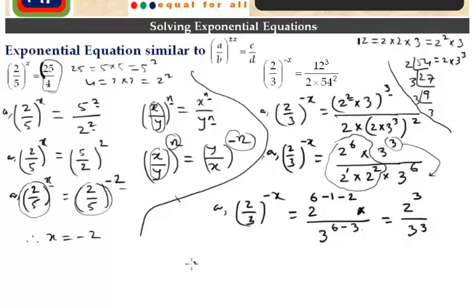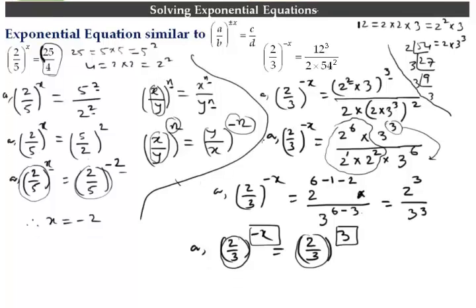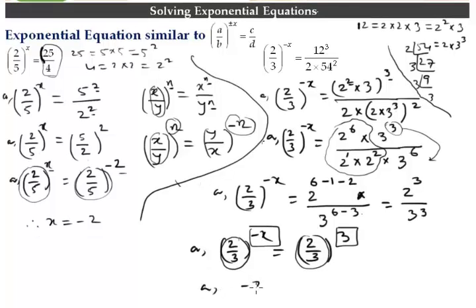So now we can write (2/3)^(-x) equals 2 to the power 3 and 3 to the power minus 3, which we can write as (2/3) whole to the power 3. So the base here is 2 divided by 3, and here also 2 divided by 3. So these two powers, minus x and 3, shall be equal. So we can write minus x equals 3. Therefore, x will be minus 3. So the solution of this exponential equation is x equals minus 3.